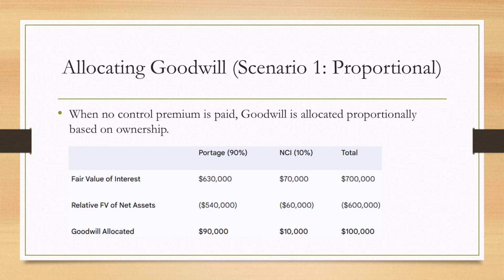Now, how do we allocate that $100,000 of goodwill? When no control premium is paid, the allocation is simple and proportional. As you can see in the table, we compare the value of each party's interest to their share of the net assets. Portage gets 90% of the goodwill, which is $90,000, and the non-controlling interest is allocated its 10% share, which is $10,000. Now let's see what happens when things get more interesting and a premium is involved.